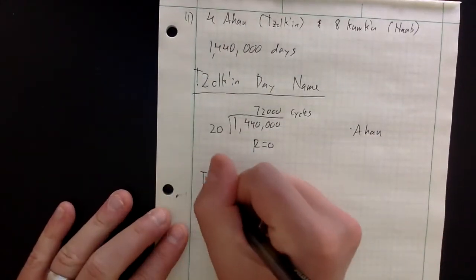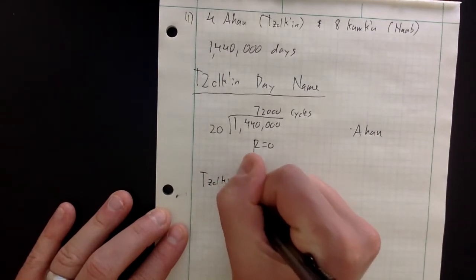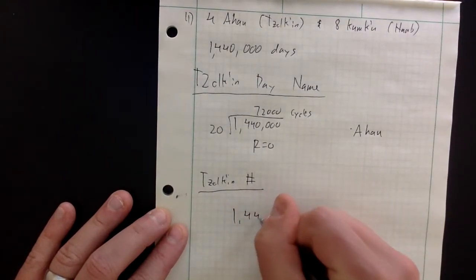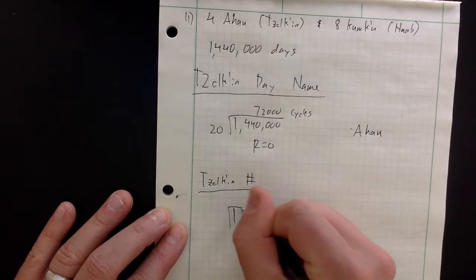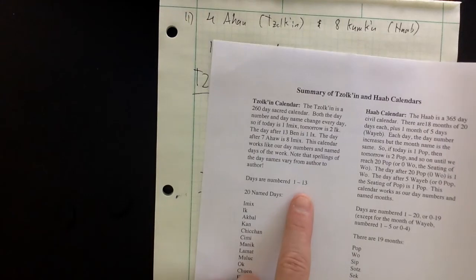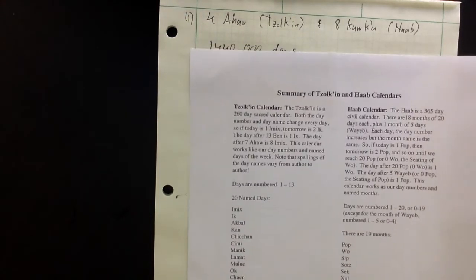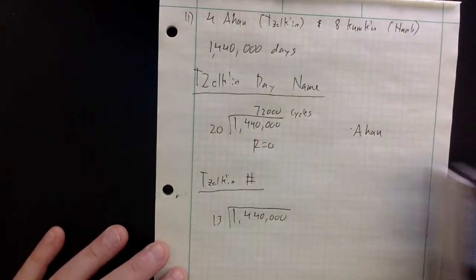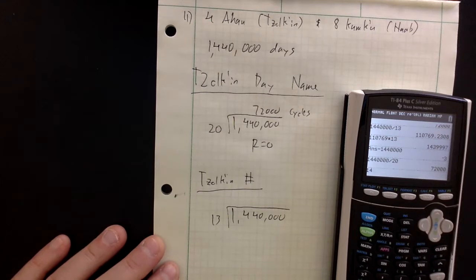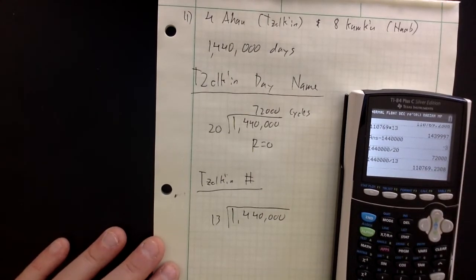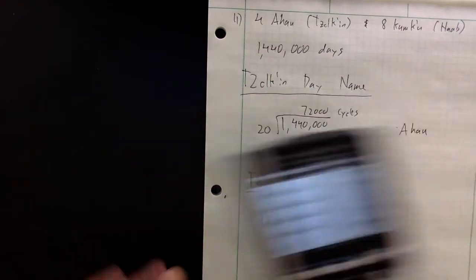So then I'm going to go through and look at the Tzolk'in number. And in this case, I'm going to take 1,440,000. And let's see, what do we divide it by for the numbers for Tzolk'in? That's going to be 13. We're given 13 numbers in the Tzolk'in calendar cycle. So I'm going to divide 1,440,000 by 13. And we get a decimal, so we don't get a remainder of 0 in this case. So I'm going to write this down.